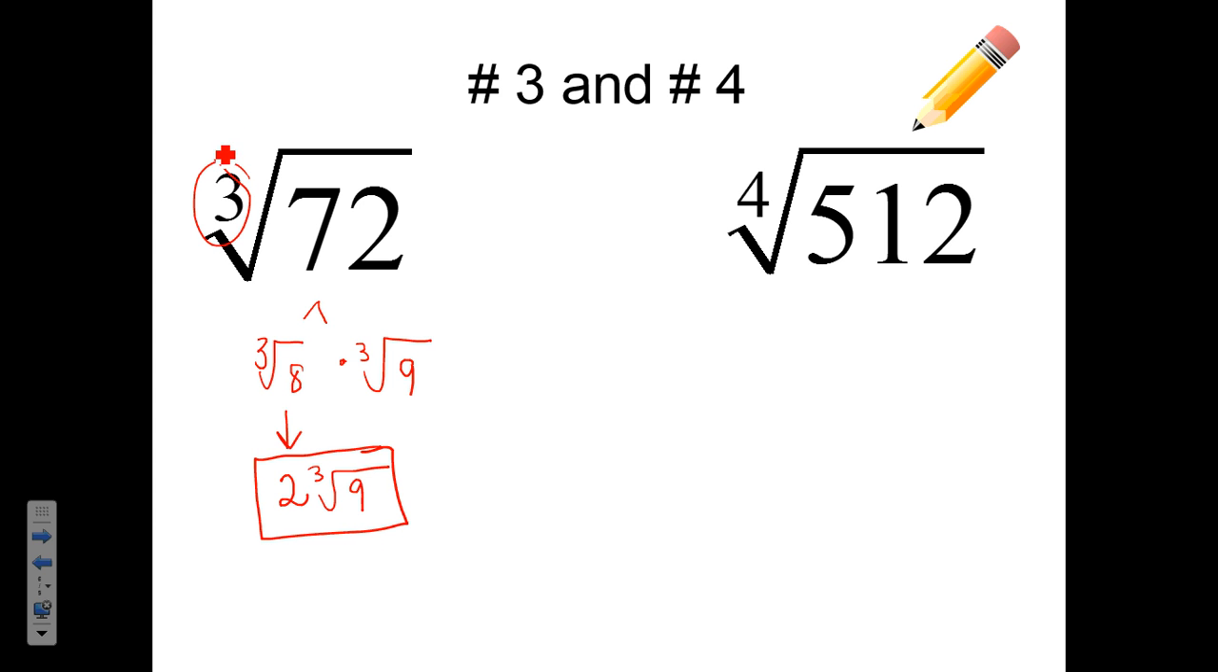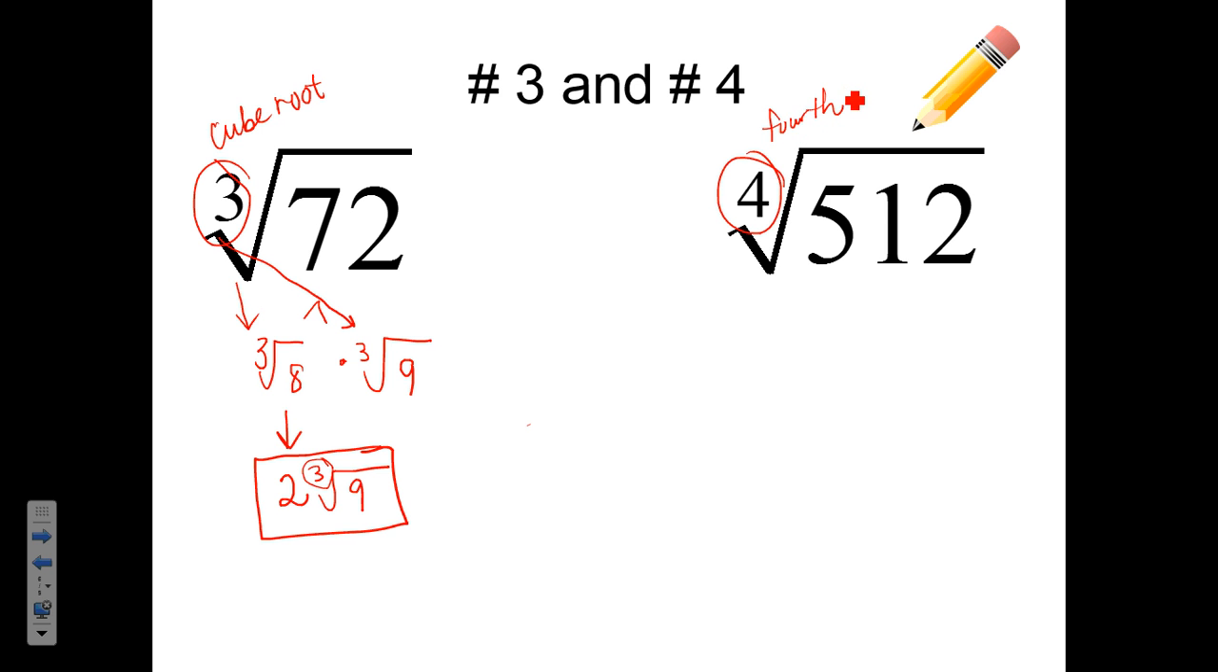Again, that index is a cube root, and it's very important that it keeps coming down and finally is there at the end as well. If you leave it off, then it would say the square root of 9, and it's not a square root, it's a cube root. All right, this one is a fourth root.